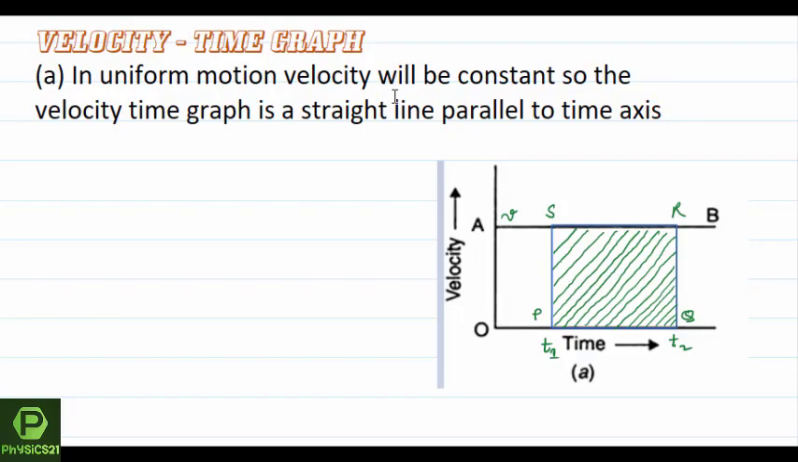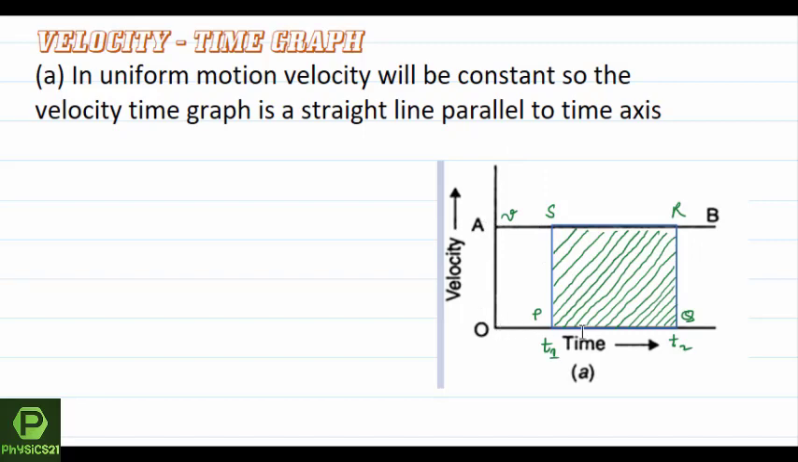In today's video, we will discuss velocity time graph. So there are too many cases. Out of these cases, the first case is the body is in uniform motion. So when the body is in uniform motion, its velocity will be constant. So its velocity time graph will be according to the given figure.